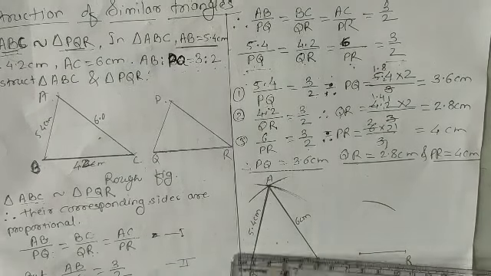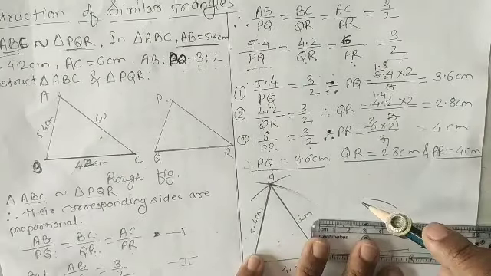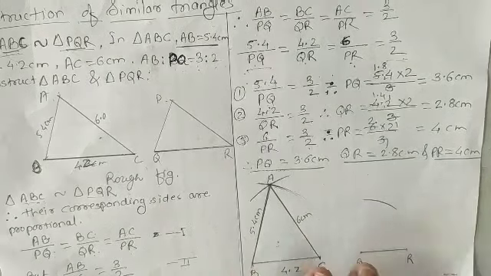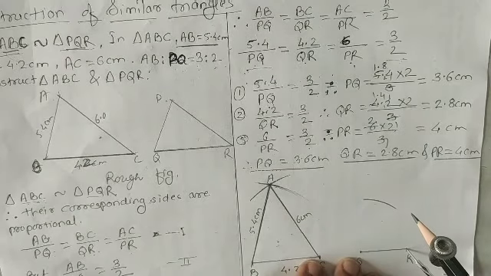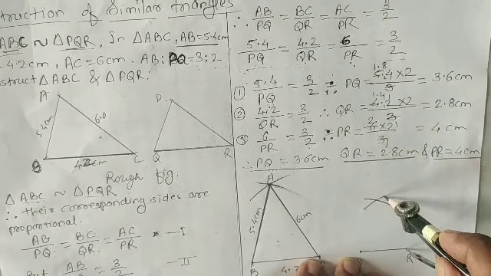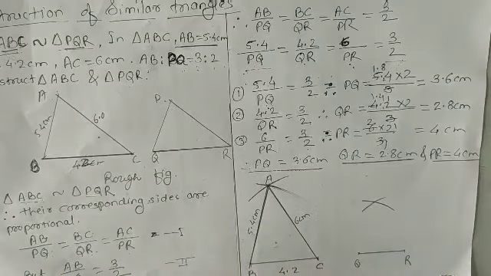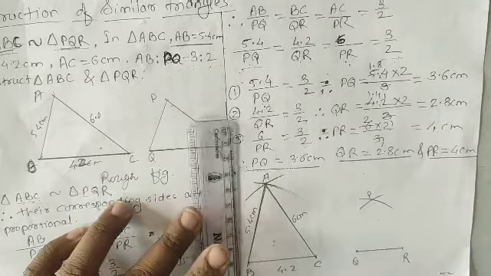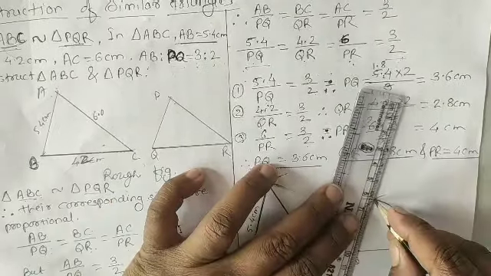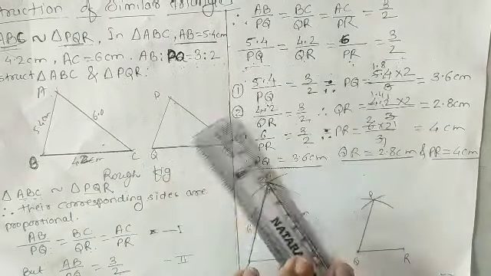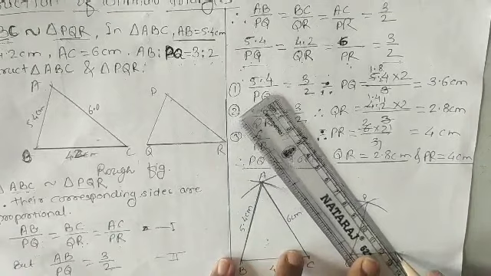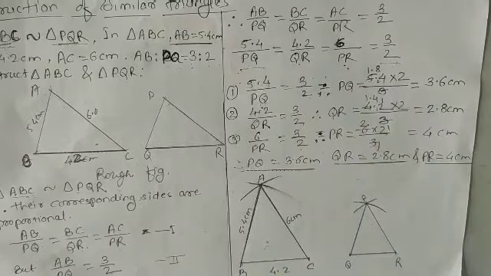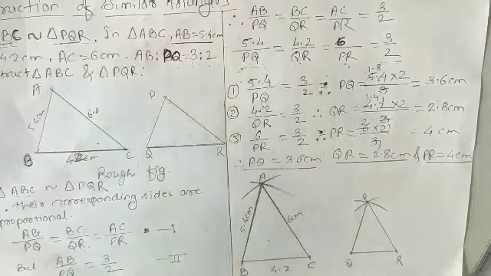And at last we have to take PR equal to 4 centimeter. So here it is PR, its measure is 4 centimeter, and draw the arc to intersect the first arc. Okay, and now join PQ and PR. In this way we have to draw the triangles which are similar to the given triangle. So today we saw the construction of similar triangles.